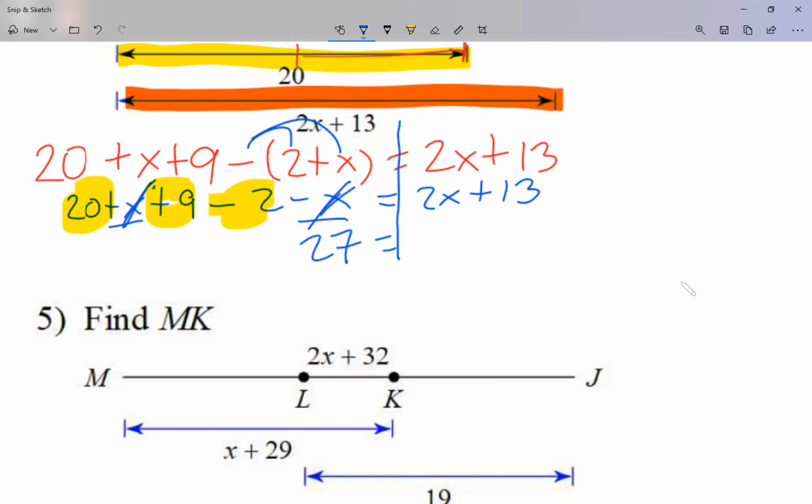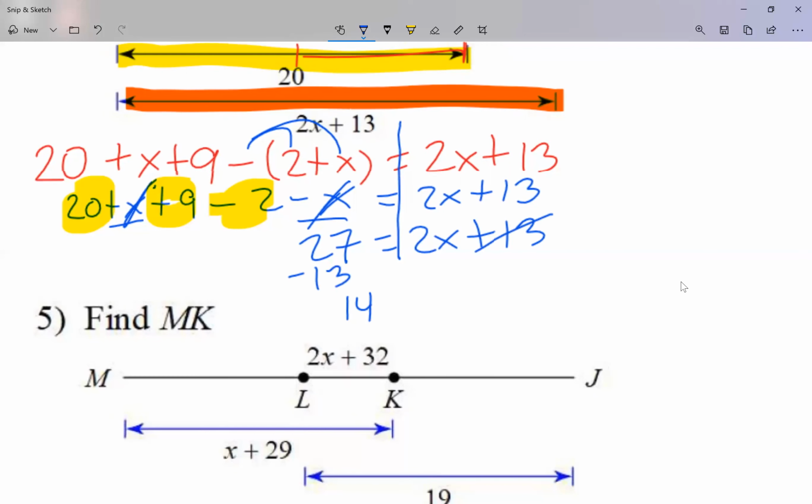Now, on the right side, I just have 2x plus 13. All right, we mentioned that we're solving for x here. So I want the x by itself. So the plus 13, let me move it to the left side as a minus 13. Remember, we talked last week that I can move it to the other side and I switch the sign. Remember, opposite operations. So I have that 14 is equal to 2x, right? 27 minus 13 gave me 14.